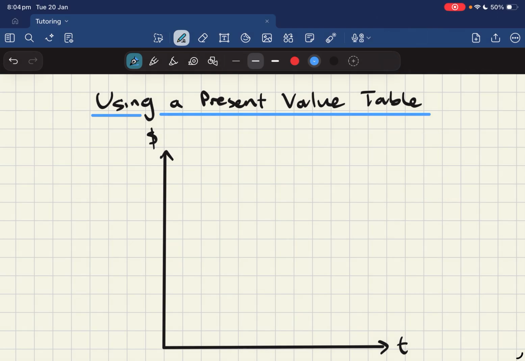So in this video, we are learning how to use a present value table. Before we go straight into using the actual table, we want to first understand what we actually mean by this idea of present value. To do this, I've got a graph.